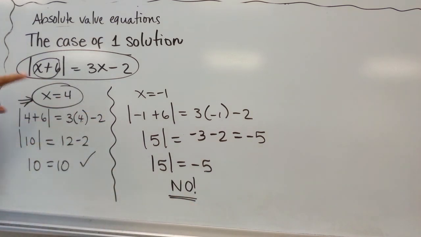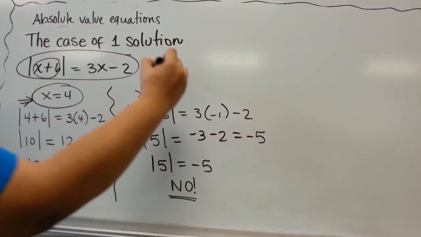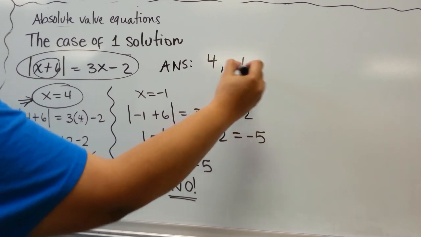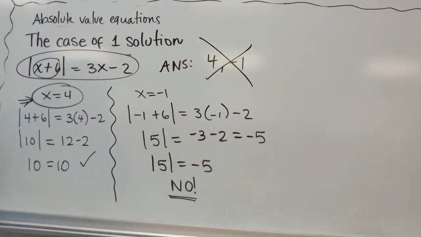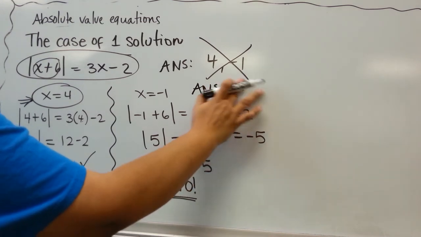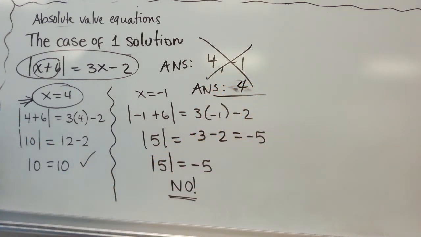This one only has one solution, x equals 4. So if you, as an answer, you put in, these answers are 4 and negative 1, you would be wrong. The only one that would be correct is if you said the answer is x equals 4. Which is this one. Right, that's the only solution that this system has.